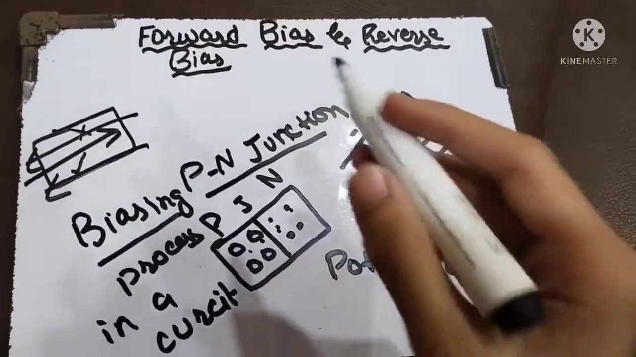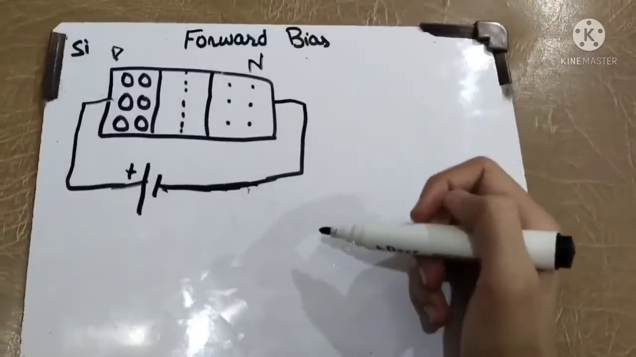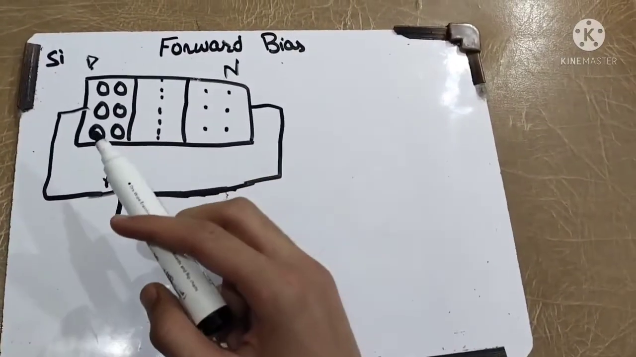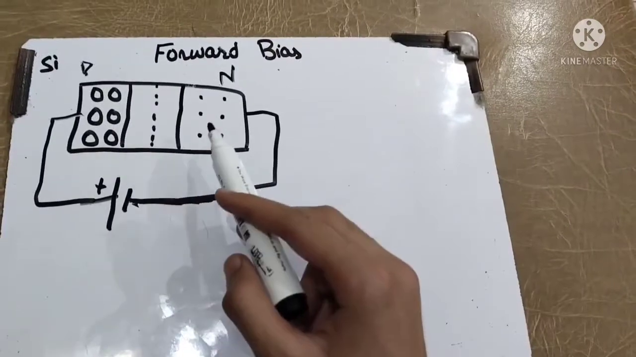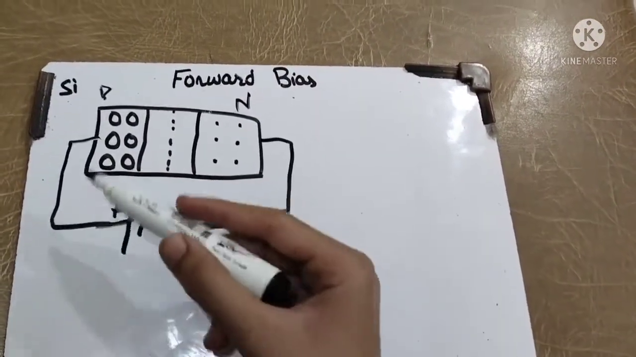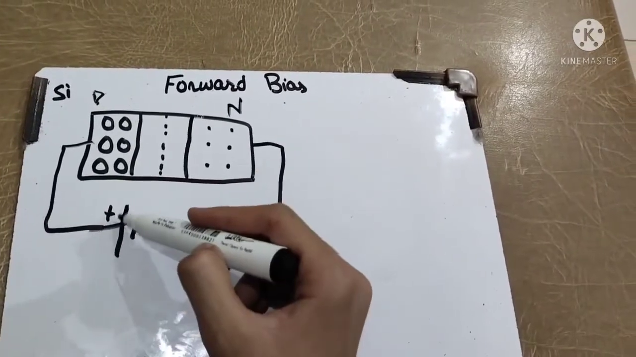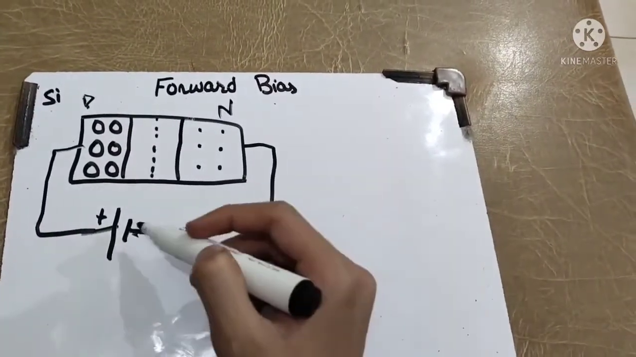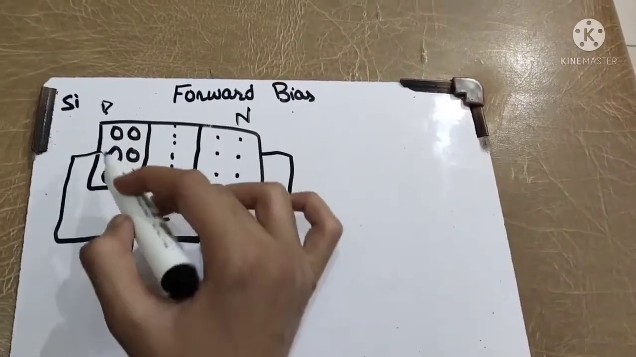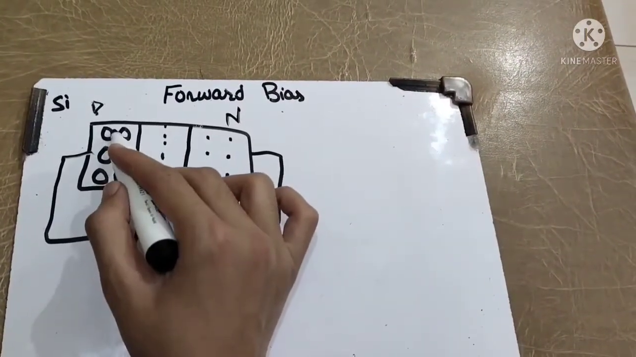Let's get started with forward bias. So what is forward bias? Let's take an example of a silicon wafer. Here is a PN junction of silicon. Let's connect it to a battery. The p-type semiconductor will connect to the positive terminal of the battery, and the n-type semiconductor will connect to the negative terminal of the battery.